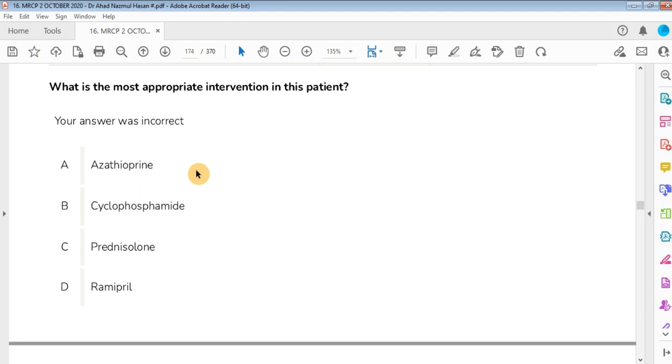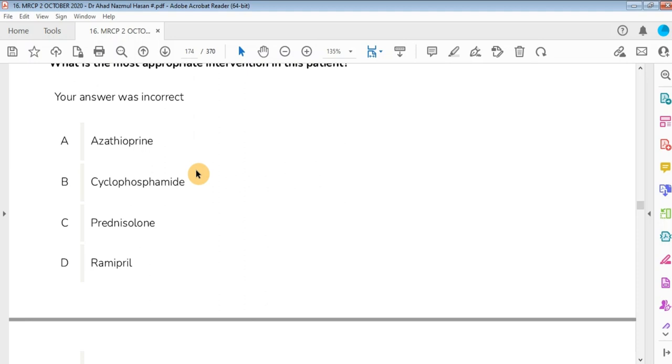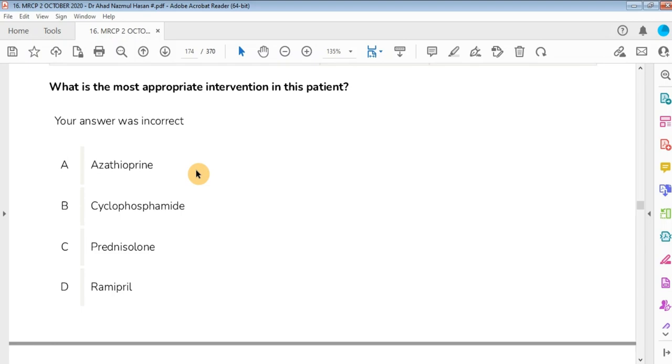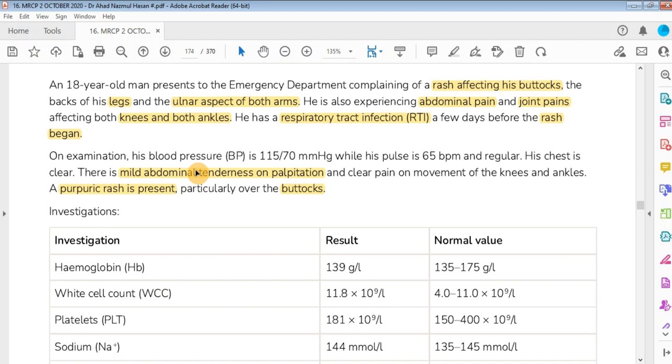What is the most appropriate intervention in this patient? Azathioprine, cyclophosphamide, prednisolone, ramipril, supportive therapy. An 18-year-old man presents to the emergency department complaining of a rash affecting his buttock, the back of his legs, and the ulnar aspect of both arms. He is also experiencing abdominal pain and joint pains affecting both knees and both ankles. He had a respiratory infection a few days before the rash began.